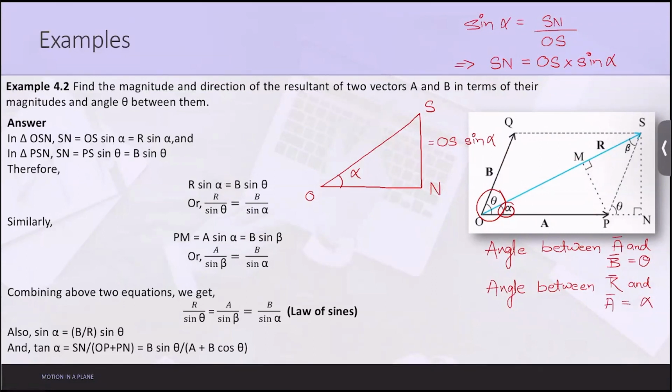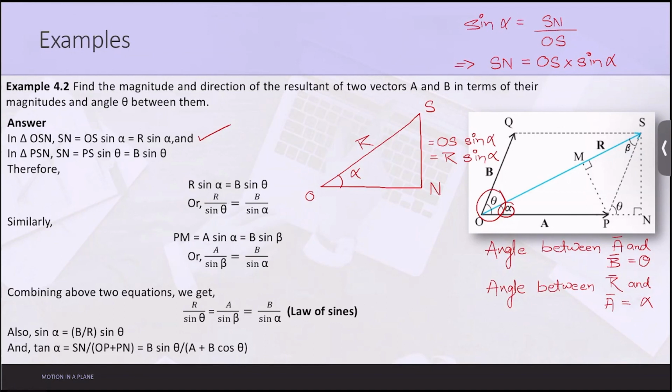Okay, hope it is clear. So therefore what we got is that Sn is nothing but equal to OS sine alpha. We also know what this OS is. OS is nothing but the vector R, so this can also be written as R sine alpha. Correct? Here R depicts the magnitude of the vector R. Okay, fine. So we understood this first line which is written here.